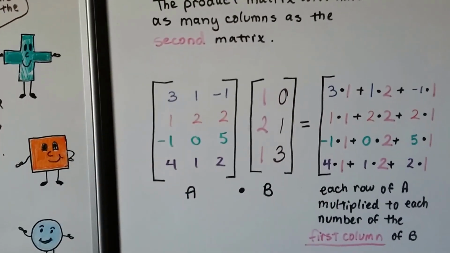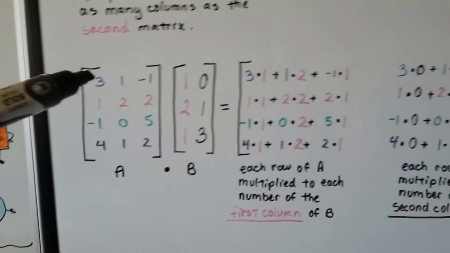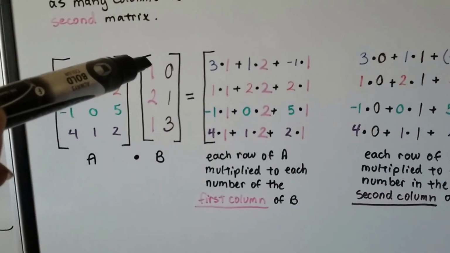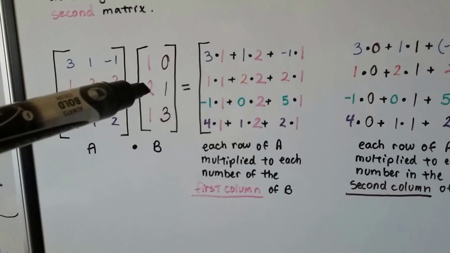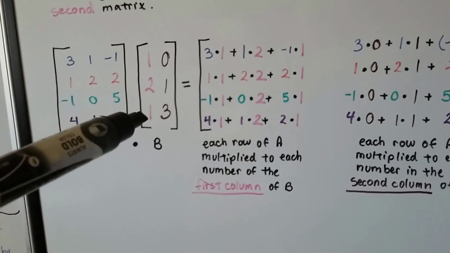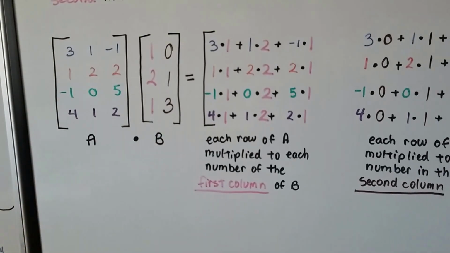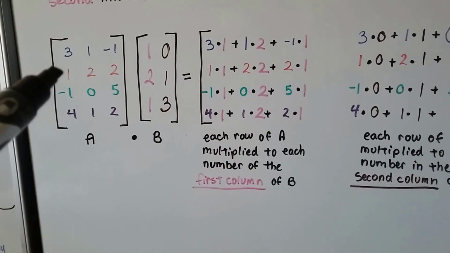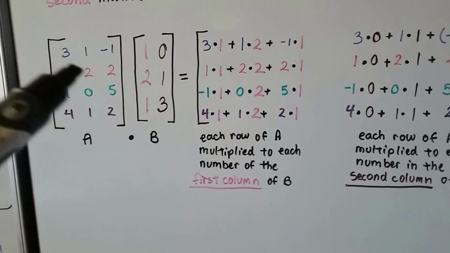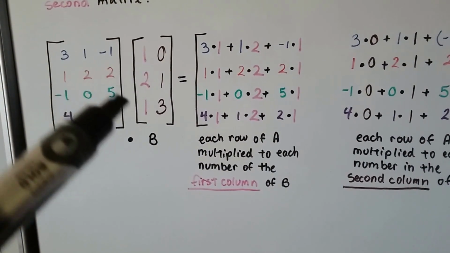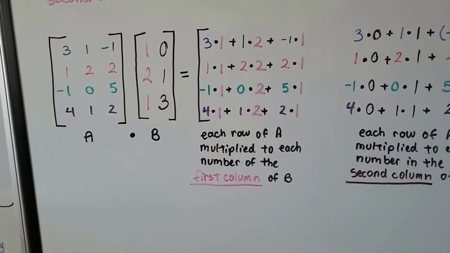Okay? What we do is we take the 3 and multiply it to the 1. We take the 1 and multiply it to the 2. We take the negative 1 and multiply it to the 1. Okay? And then we do the same thing with these. We take the 1, multiply it to the 1. We take the 2, multiply it to the 2. Take the 2, multiply it to the 1.